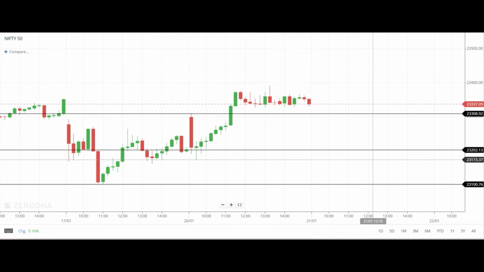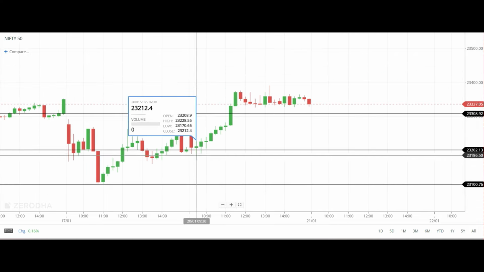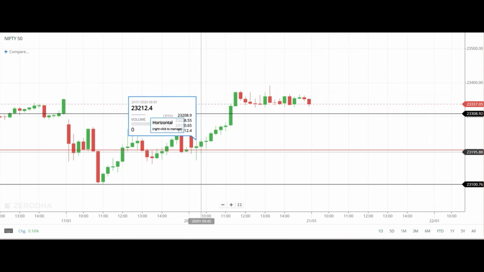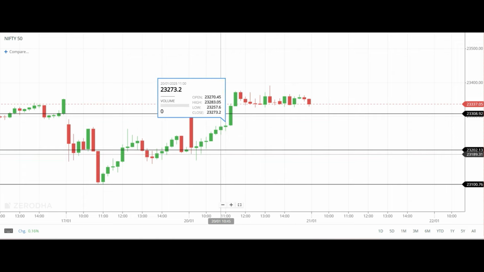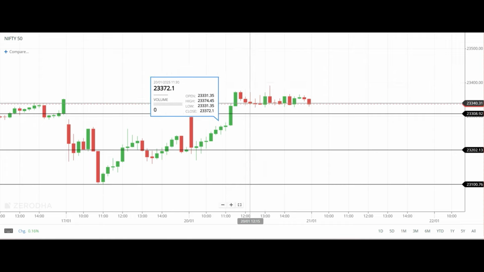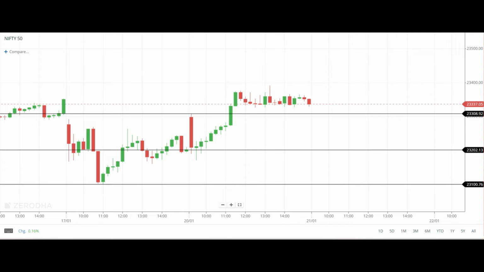For 23,200, it tried to close below that, but it did not close and formed weakness at the same level. Based on that we could have taken a bullish trade here. Based on our strategy, one could have got a good intraday trade with decent profits.